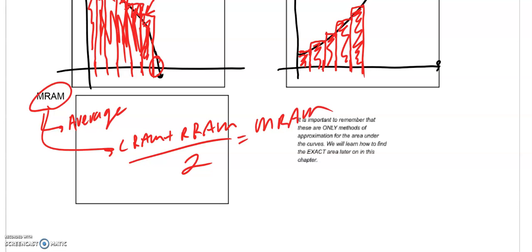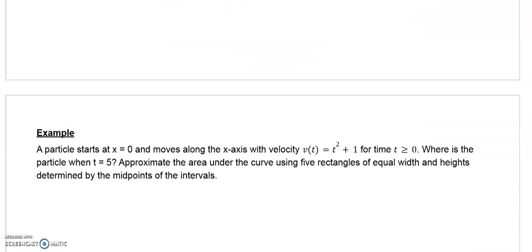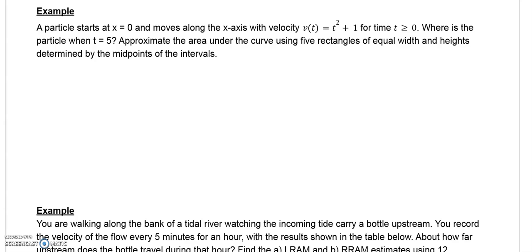Okay, it's important to remember that these are approximations. It's not exactly the amount of space under the curve. It's an approximation, and obviously the average is going to be a closer approximation than either the LRAM or the RRAM. Okay, so let's look at an example here.